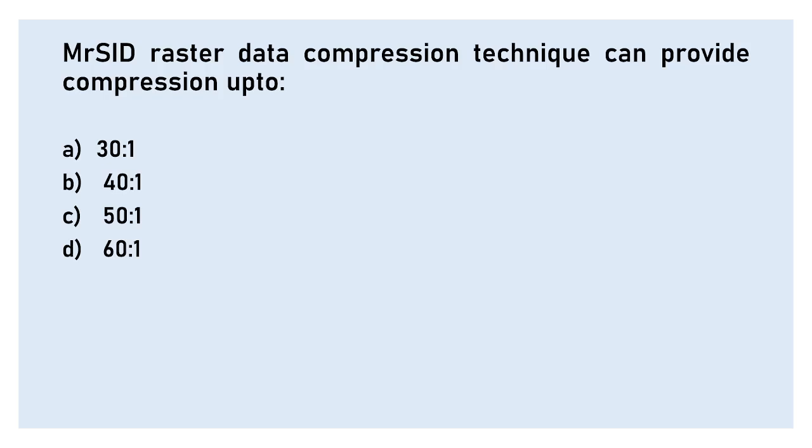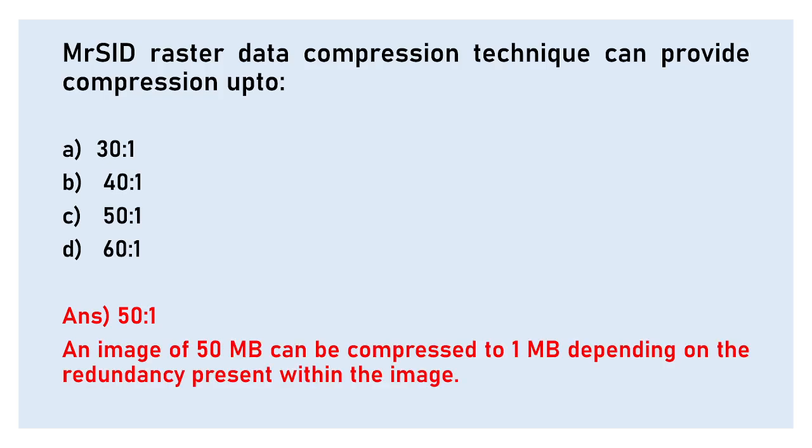Not exactly. It can even go up to, yeah, 50 is to 1. That is possible. So if you have an image which is 50 MB, then that can be compressed to 1 MB, depending upon the redundancy, that is the repetitiveness, present within the image.